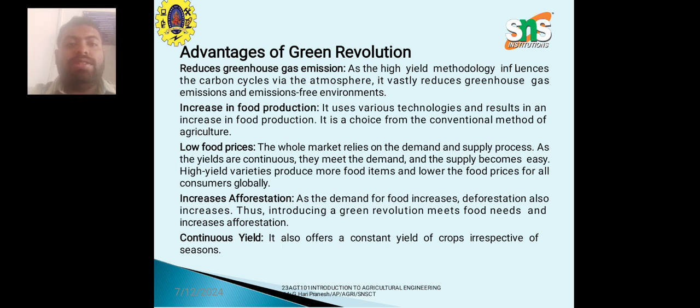First, how does it reduce greenhouse gas emission? As a result of high yield methodology, it influences the carbon cycles through the atmosphere. It vastly reduces greenhouse gas emissions and an emission free environment is produced.